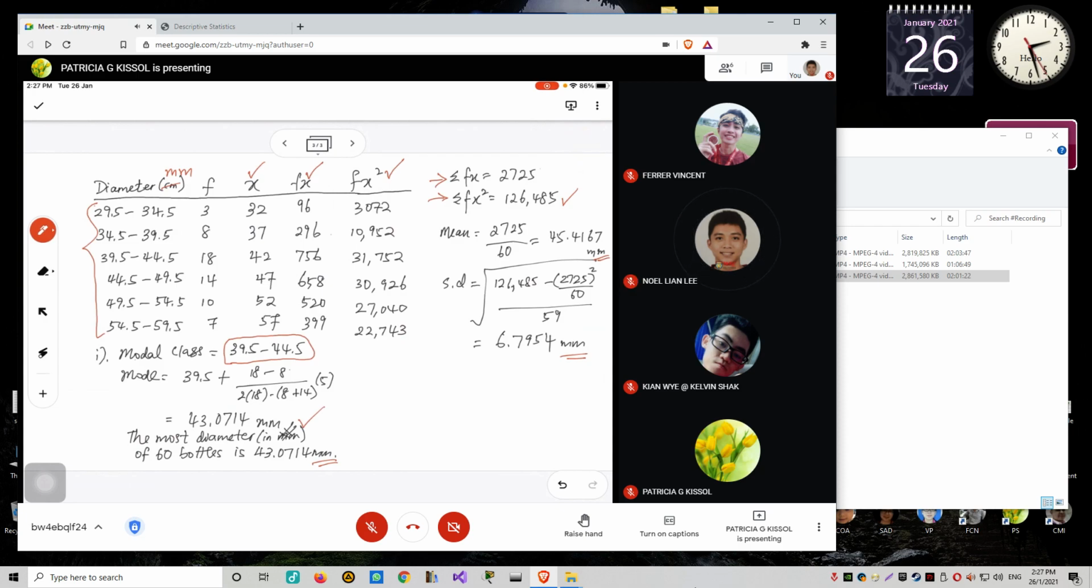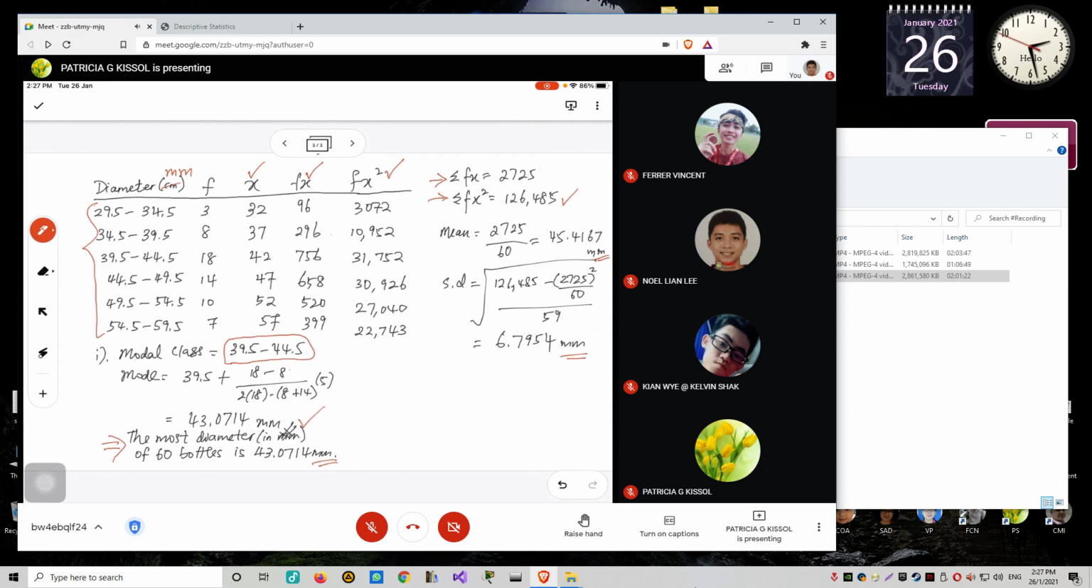Okay, so the question also asks you to give a comment, isn't it? So you must write here, this is normally 1 mark, the modal diameter in millimeter of 60 bottles is 43.0714 mm. So this one should be stated also.